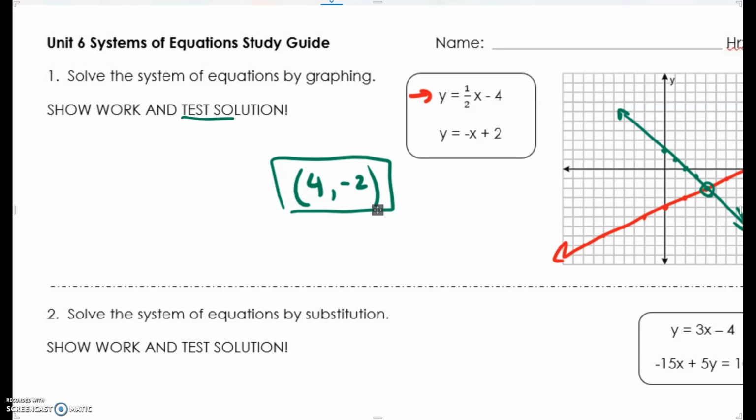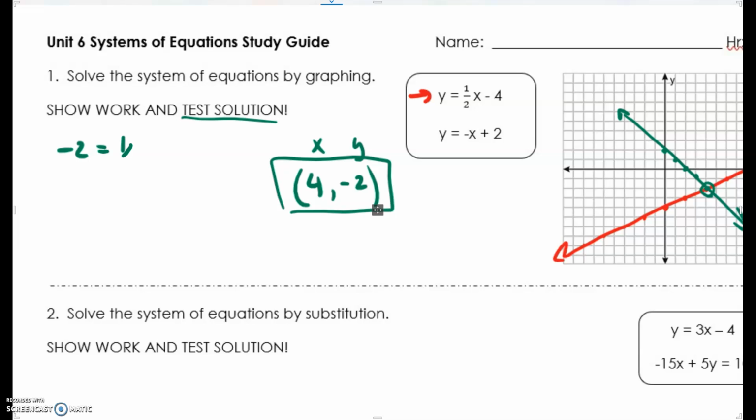But it does say test the solution. So what does it mean to test the solution? Well, that means plug it in and show me that it works. So let's plug it in and make sure that it works. Remember that this is an ordered pair x, y, so I could plug the -2 in for the y and the 4 in for the x. -2 is equal to 1/2 times 4 minus 4.